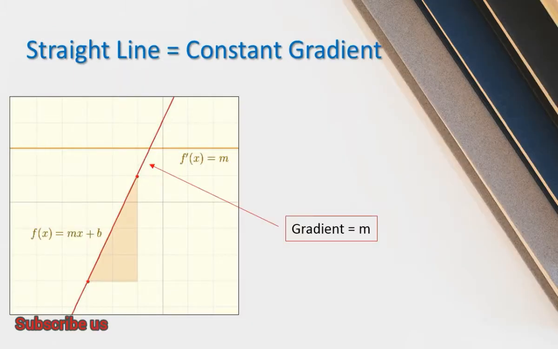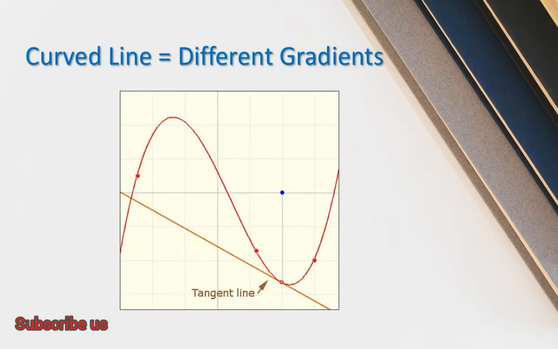Next, in this image, you can see a straight line. It has a constant gradient along the line, so the gradient is a fixed value. Here the gradient is equal to m. And then this is a curved line. The gradient is always changing. It depends on where you are along the x-axis. In summary, a curved line has different gradients.